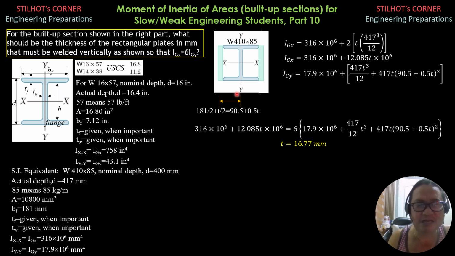So this is the first example on built-up sections. That's why I use a wide flange and rectangular plate combination. So later on, as we move on, we proceed to challenge problems where we have two or more sections that are built up or combined.